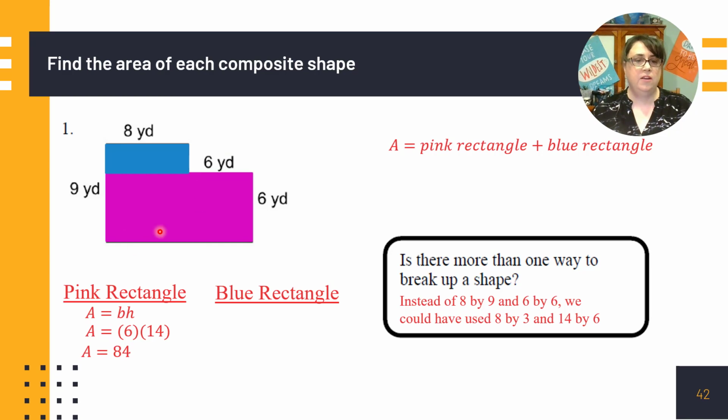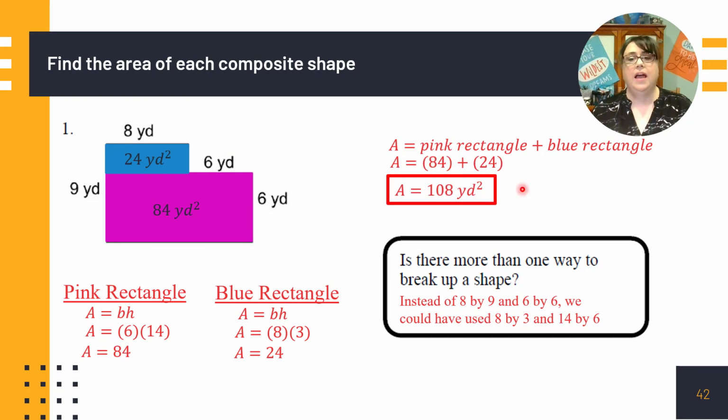So our pink rectangle would be 6 by 14, which would be 84. And our blue rectangle would be 8 by 3, which would be 24. And so when we came over here and we put it together, I still get 108 yards squared. I just got to it in a different way.